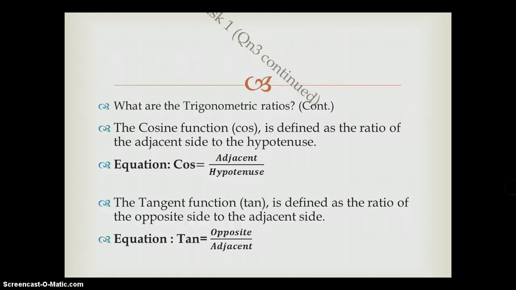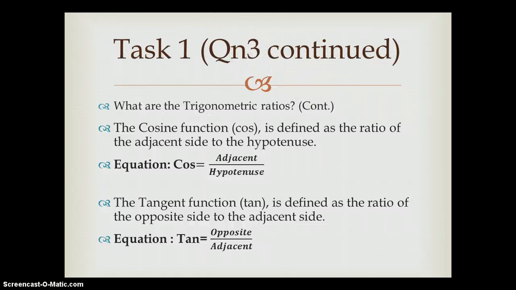The cosine function, cos, is defined as the ratio of the adjacent to the hypotenuse. The equation is cosine equals adjacent over hypotenuse. The tangent function is defined as the ratio of the opposite side to the adjacent side. The equation is tangent equals opposite over adjacent.